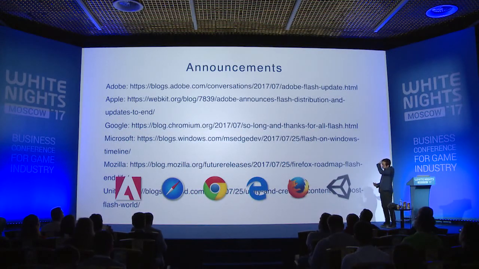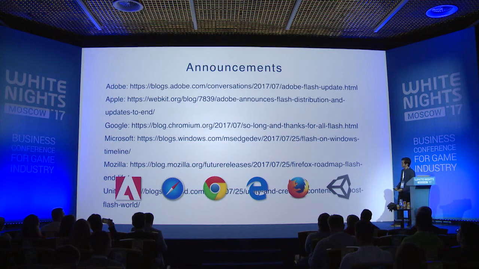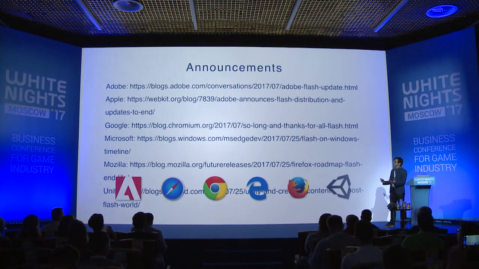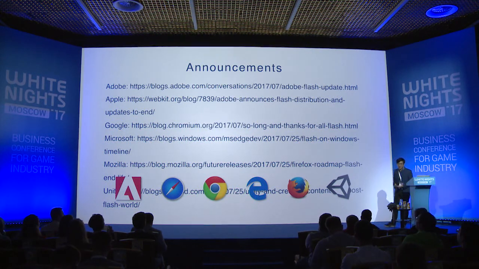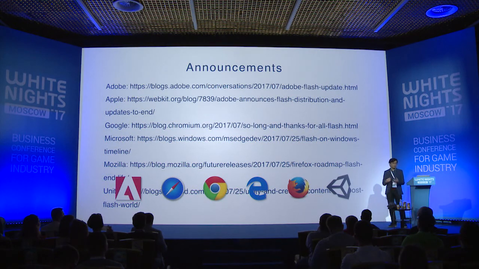So these are the announcements by Adobe and the browsers, by Apple, Google, Microsoft, Mozilla. Sorry about the font being a bit off here. And also Unity as well. So to summarize this, Adobe is advocating developers to use Animate CC to develop HTML5 content. Apple Safari is now requiring explicit approval on each website before allowing you to run the Flash plugin.